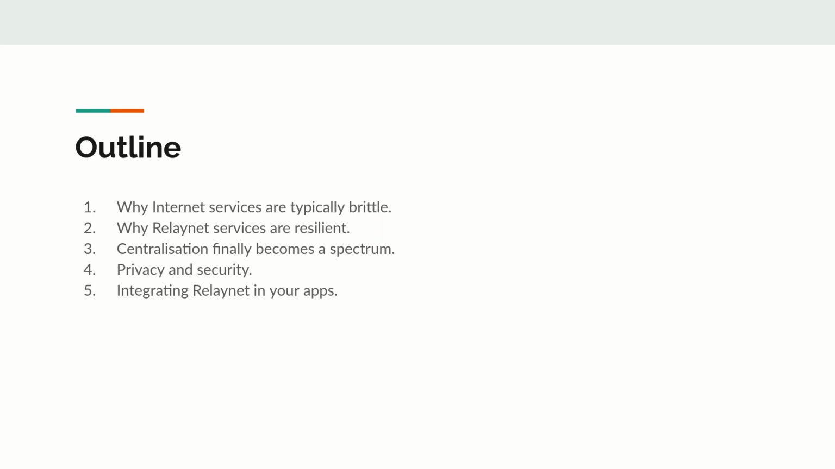We're going to start with why I think internet services are typically brittle. And as you'll see, I don't think it's because of the internet per se, but because of the way they are typically built. Then we're going to be talking about how Relaynet makes all services resilient. We'll then cover how Relaynet will also make it possible to have different degrees of centralization, so we're not limited to fully centralized or fully decentralized services. The next point will be the privacy and security guarantees that Relaynet offers. And we're going to end with covering what it will be like to integrate Relaynet in your apps.